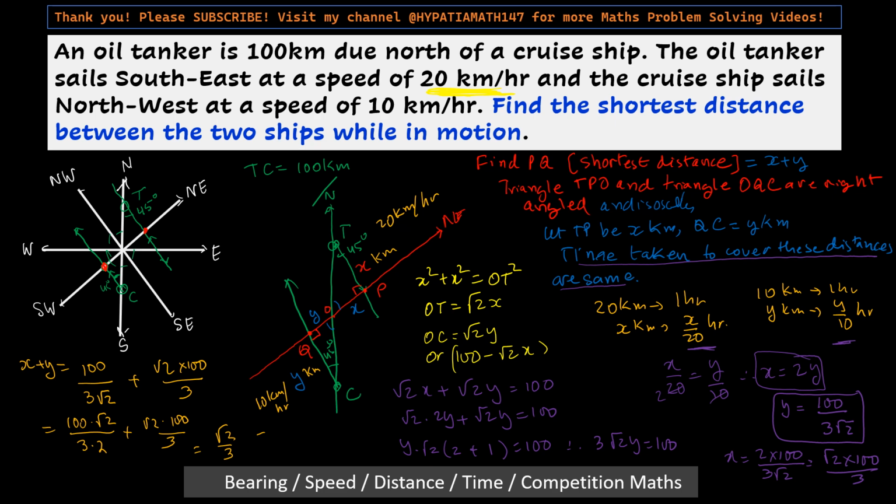So I can write this as 150, and then 3 times 50 is 150, so that is 50 root 2 kilometers, and that's the answer really.